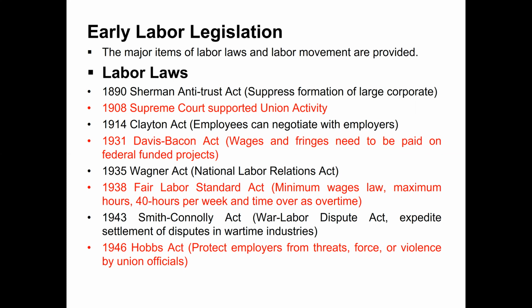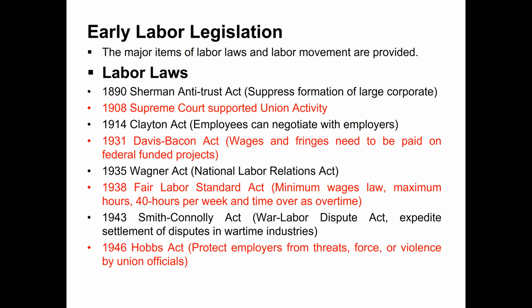Then in 1908, the Supreme Court supported union activity. This was a major development in court, where they supported union activity, so that labor could form unions. In 1914, the Clayton Act, under which employees can negotiate with their employers for their wages and their benefits. So they can negotiate.